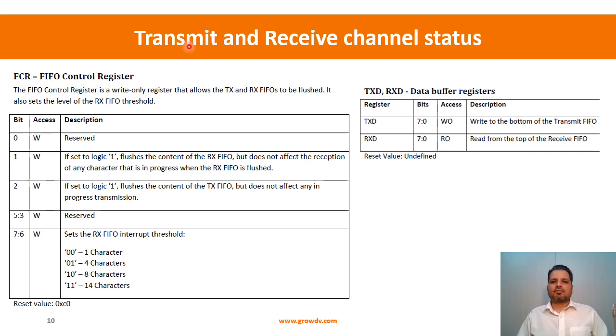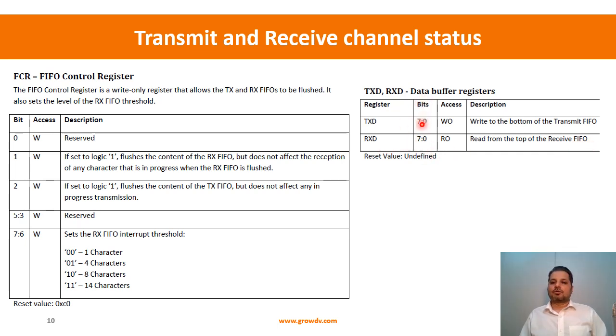So here in this slide we look at transmit and receive channel status. We'll start off with TXT and RXT. So TXT is 8-bit and it's write only. So write to the bottom of the transmit FIFO. So when you write to TXT, it will write to the bottom of the FIFO, because on the transmit side I keep writing, so whatever you write goes at the end, right? And then on the other side, it will read it in the order you have written. On the receive side, you read it from the head of the queue. So read from the top of the receive FIFO when you read the RXT.